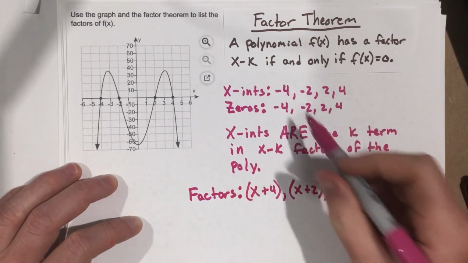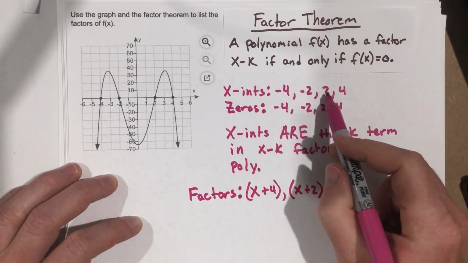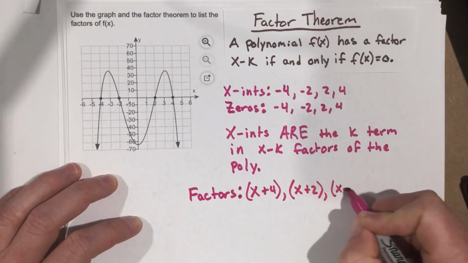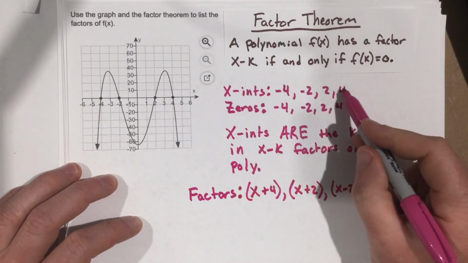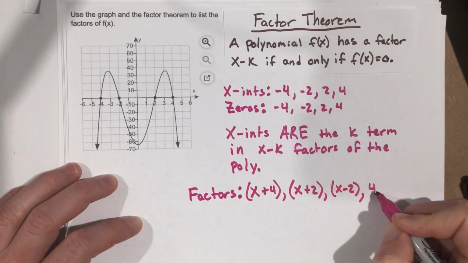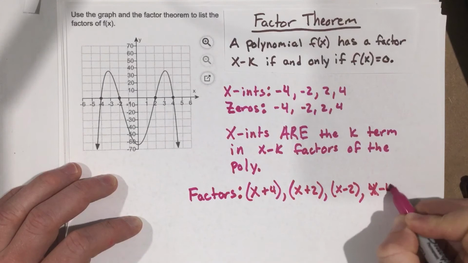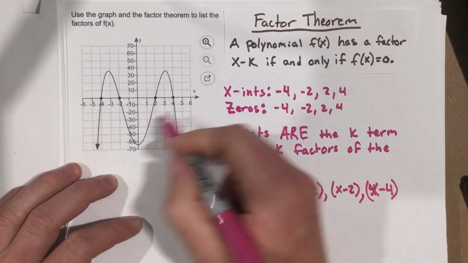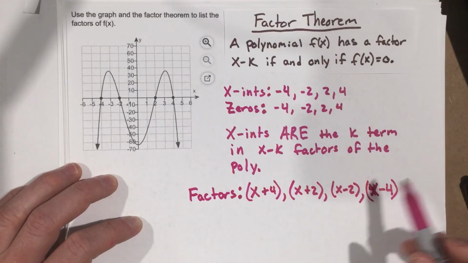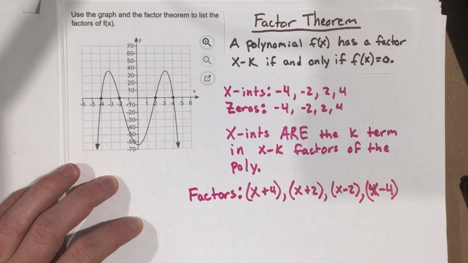And then another factor is going to be x minus 2. And then the final factor is going to be x minus 4. So there are 4 factors for this polynomial: x plus 4, x plus 2, x minus 2, and x minus 4. That's the solution.